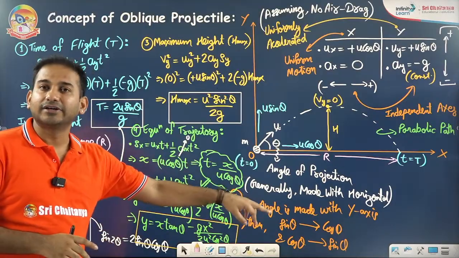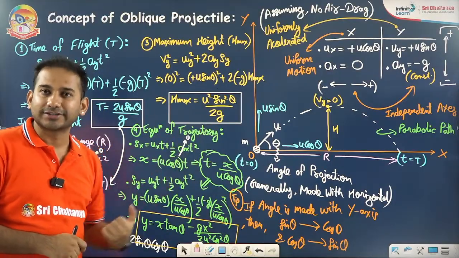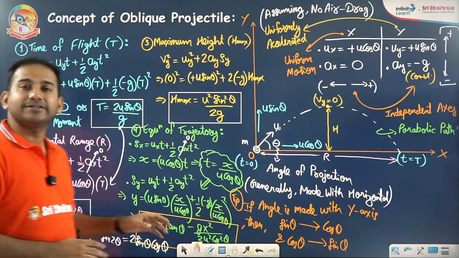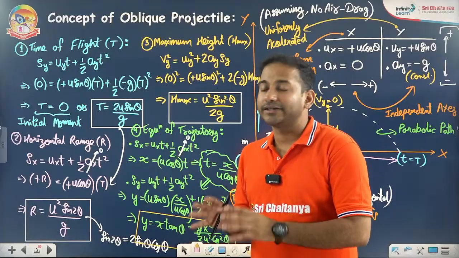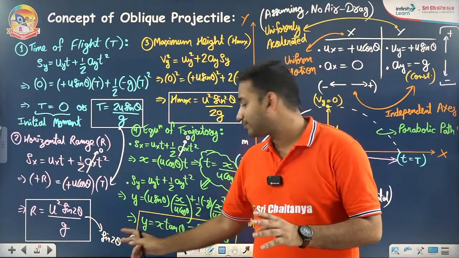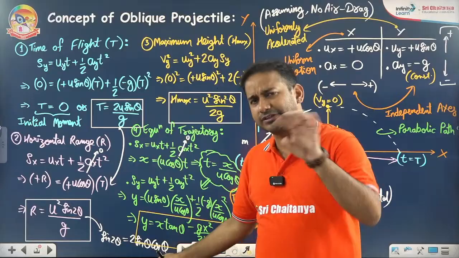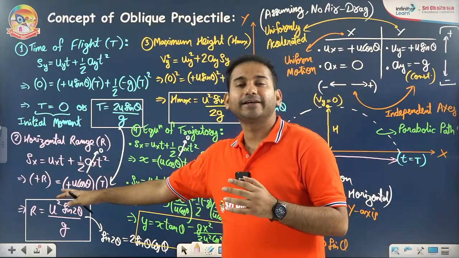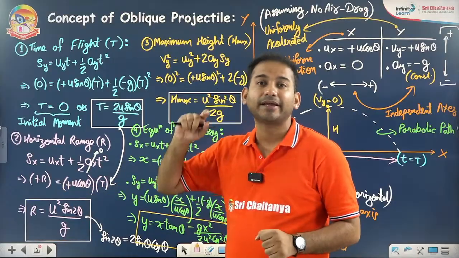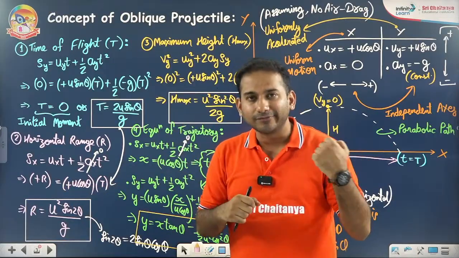If the angle is made with vertical, that will be u cos theta by g. Range is always u square sin 2 theta by g. Even if the angle is made with vertical, there is no change in the expression of a range, because sin and cos will still be interchangeable within the sin 2 theta expression. Also, indirectly, you can say range is always calculated here by multiplying the time of flight with horizontal velocity.